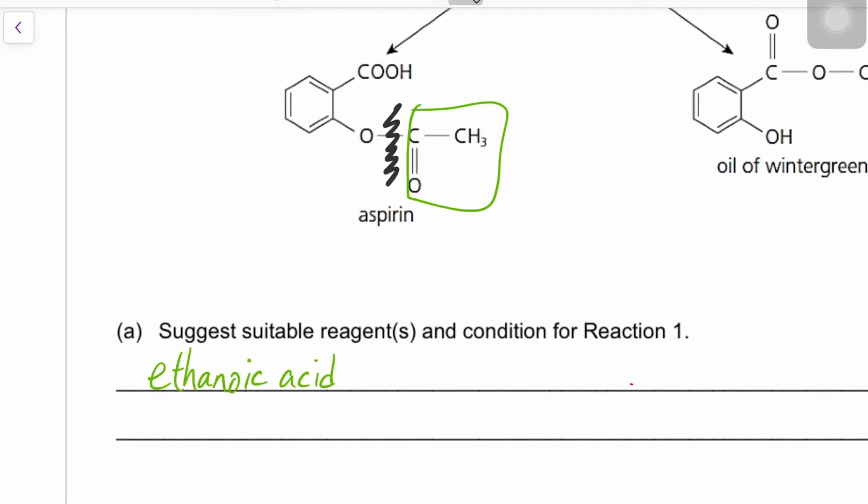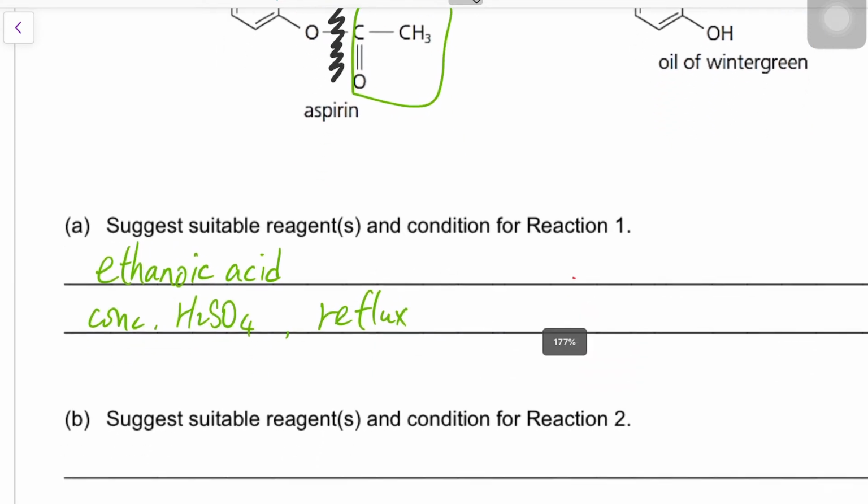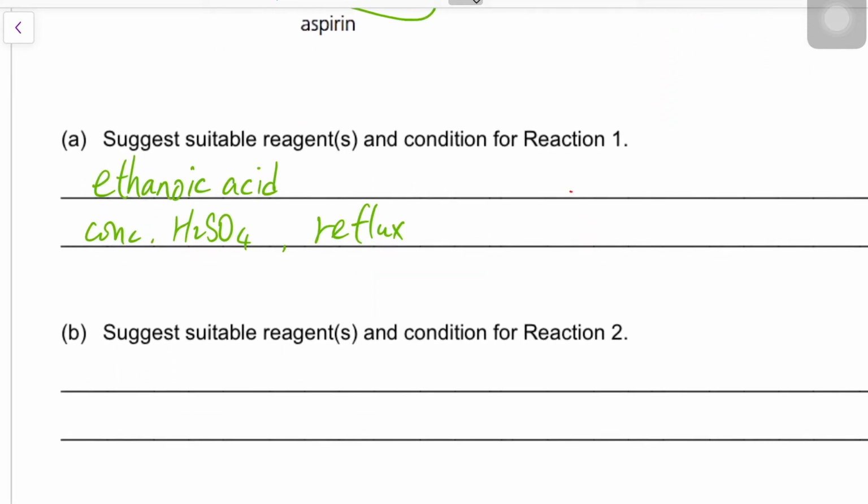And how about the conditions? The conditions will be esterification conditions. That means we need concentrated sulfuric acid as a catalyst, and the condition will be reflux. Heating here is not so suitable because reflux means heating for a long time. So I think reflux will be better, even though in most cases they are similar.